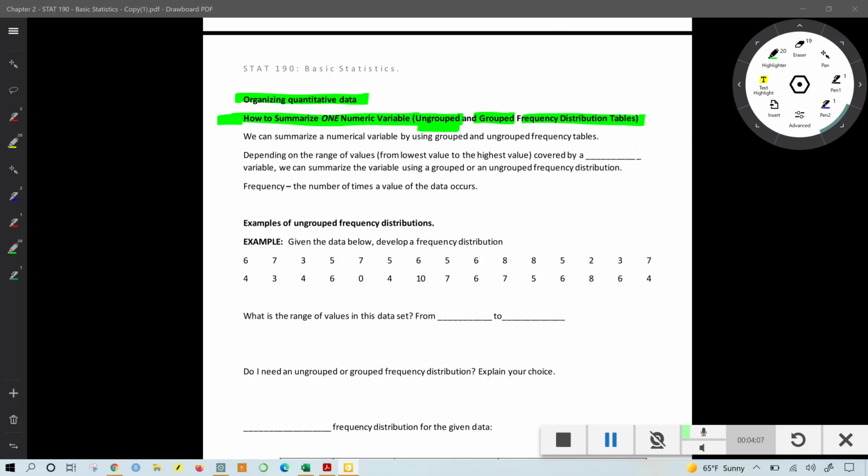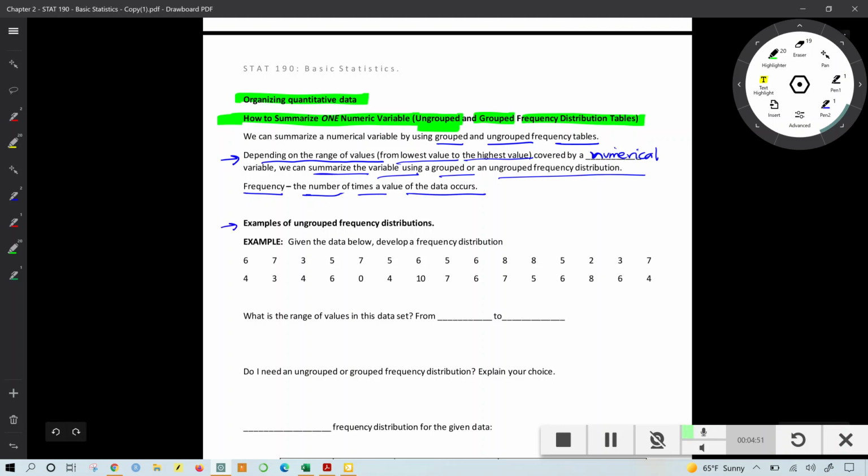To answer the question pertaining to when you use grouped versus ungrouped frequency tables, we are going to use examples to illustrate them. In particular, you might quickly note that depending on the range of values, that is from the lowest value to the highest value, covered by a numerical or quantitative variable, we can summarize the variable using a grouped or ungrouped frequency table. Remember, frequency represents the count, or the number of times a value of that data variable occurs.